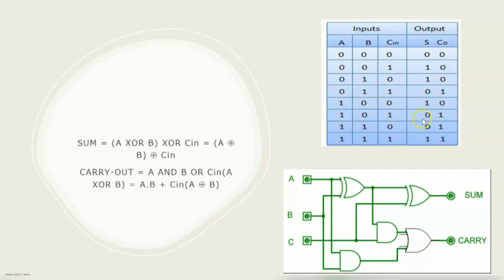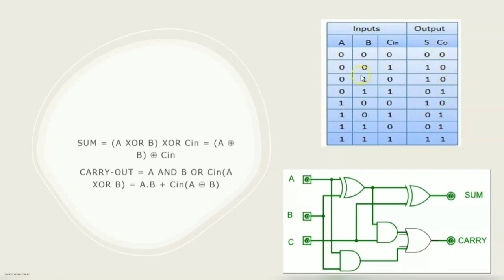1 0 1, sum 0, carry 1. Likewise, it will go on. So wherever you are seeing two, that is even number of ones, then the sum will be 0. Here you can see there is odd number of ones, so in that case, sum is 1. Here you can see even number of ones, so the sum is 0. And also for all 0 case, the sum is 0.